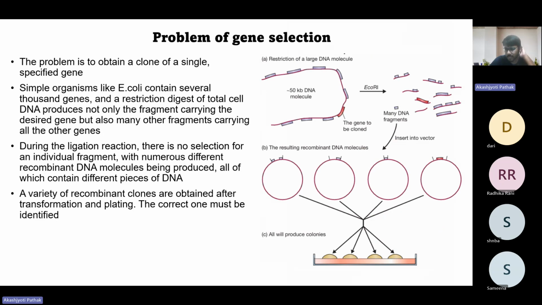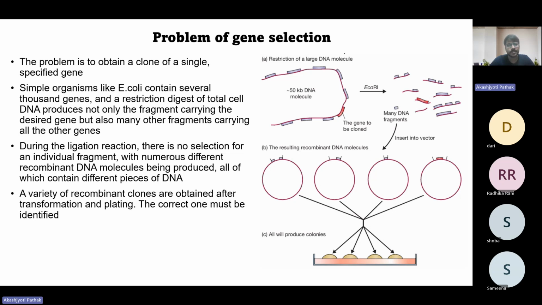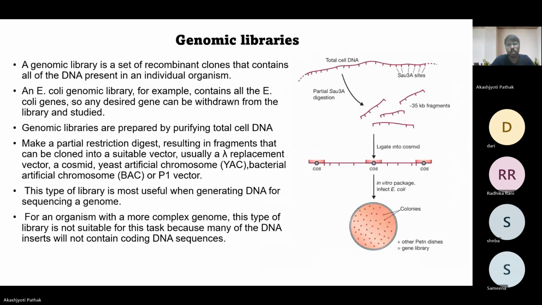Now, what is the problem of gene selection? First I will cover this slide. First of all, when is gene selection required? When you have a genomic library. In the genomic library, what is done?